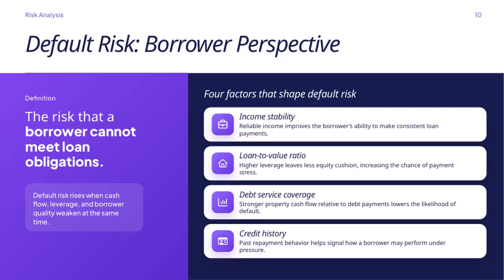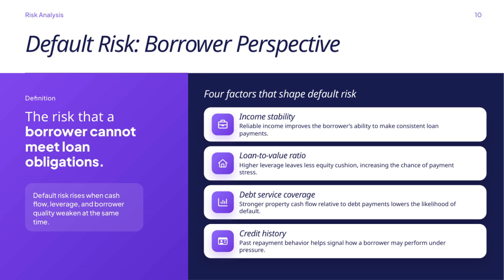Default risk refers to the possibility that a borrower won't be able to meet their loan obligations. This risk tends to increase when several factors, like cash flow, leverage, and borrower quality, all weaken at the same time. There are four main factors that shape this risk. First, income stability plays a crucial role. When a borrower has reliable and consistent income, they're much better positioned to make their loan payments on time.